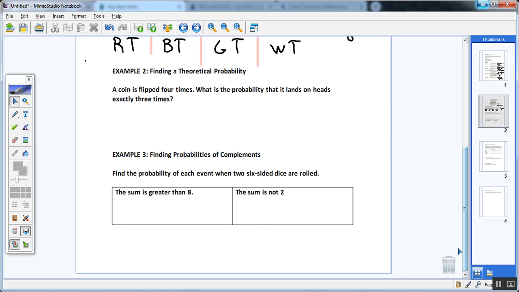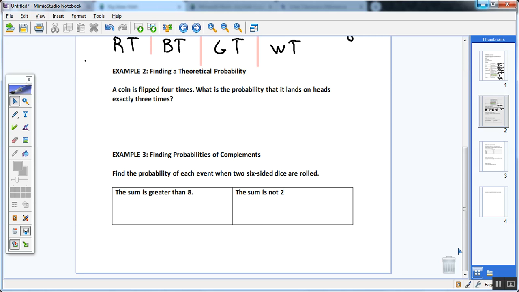Okay, so let's talk real quickly. It says a coin is flipped how many times, kids? 4. It says what's the probability that it lands on heads exactly 3 times? Ooh, this is a tough one.